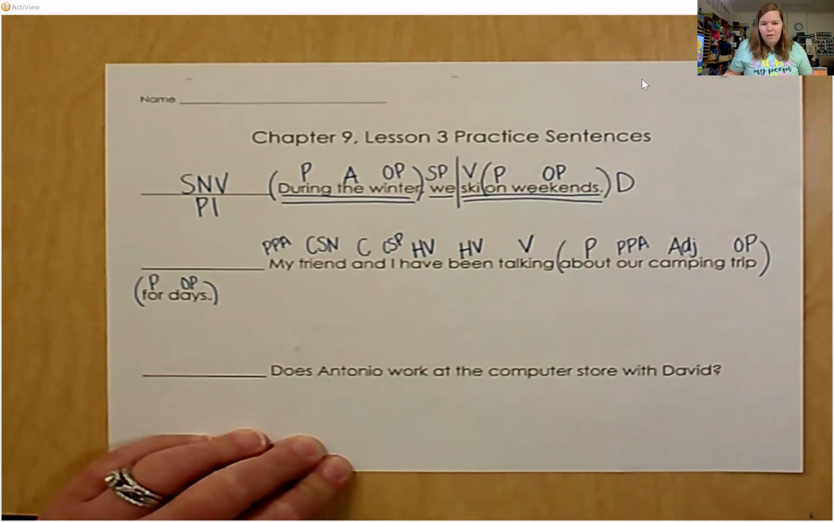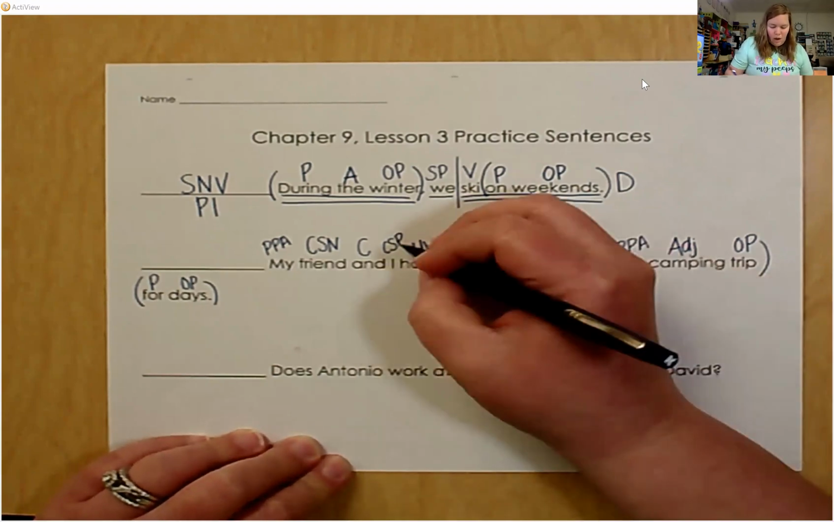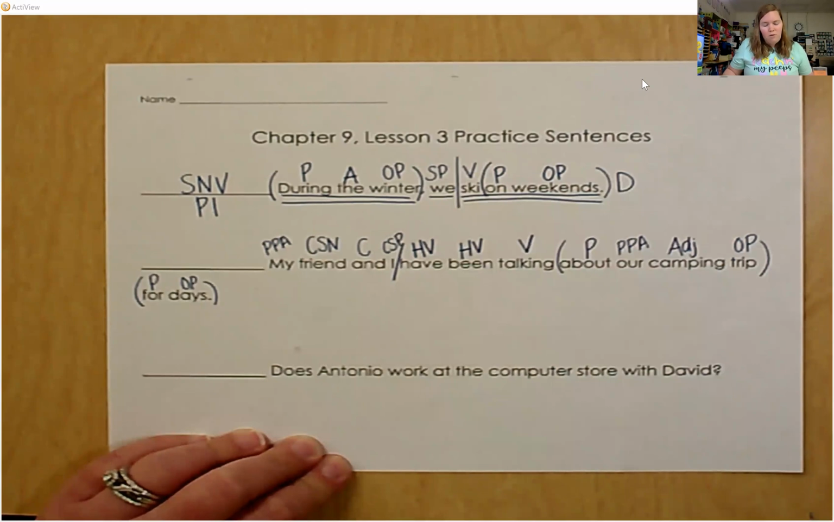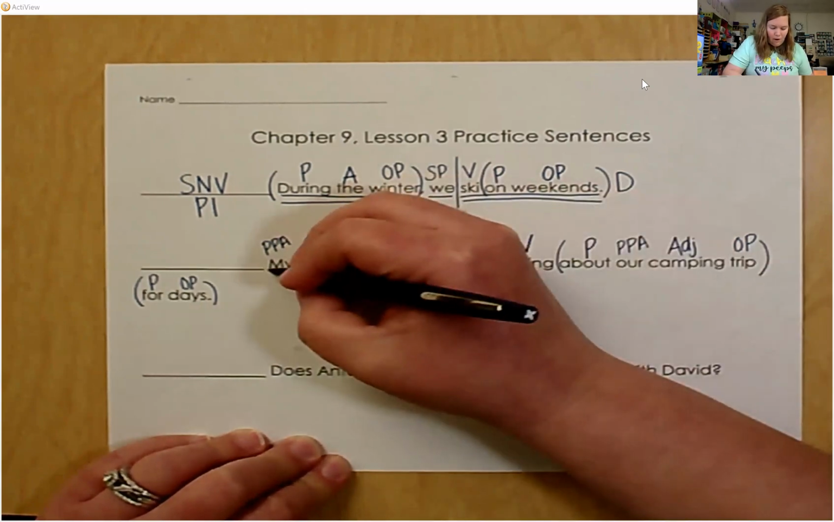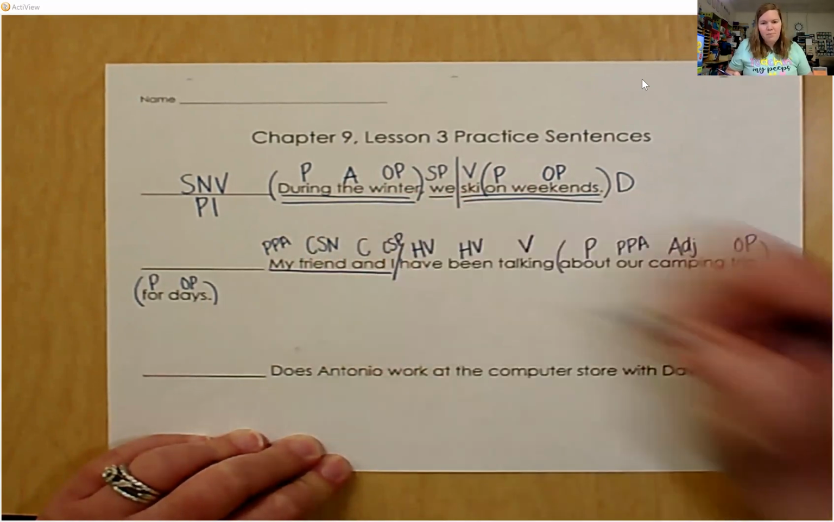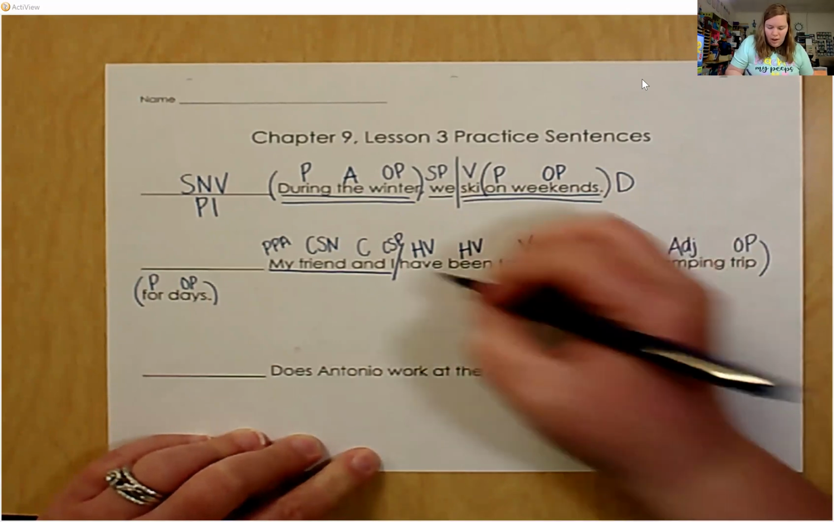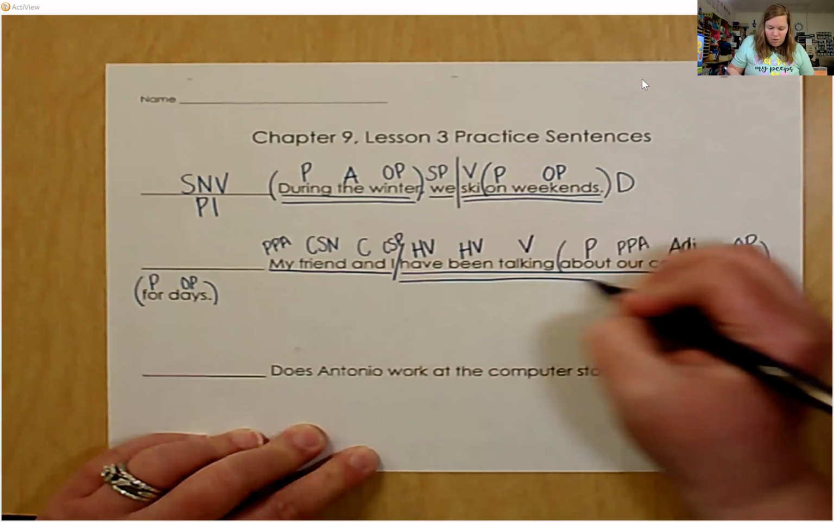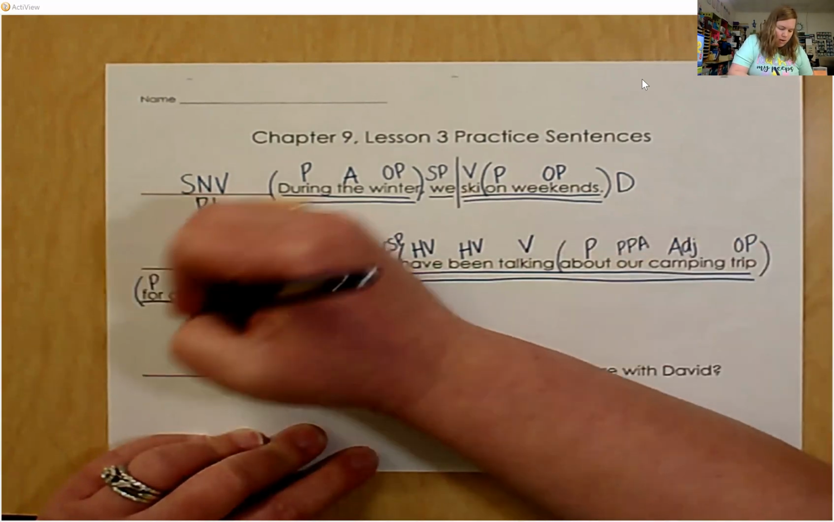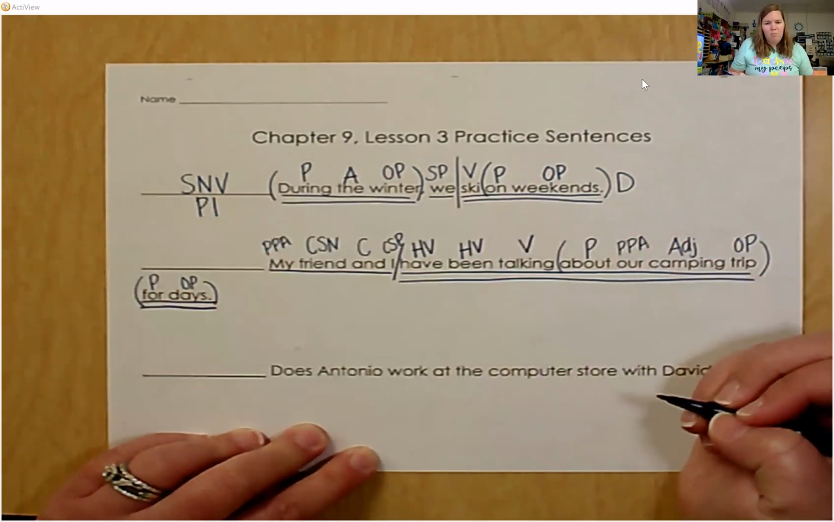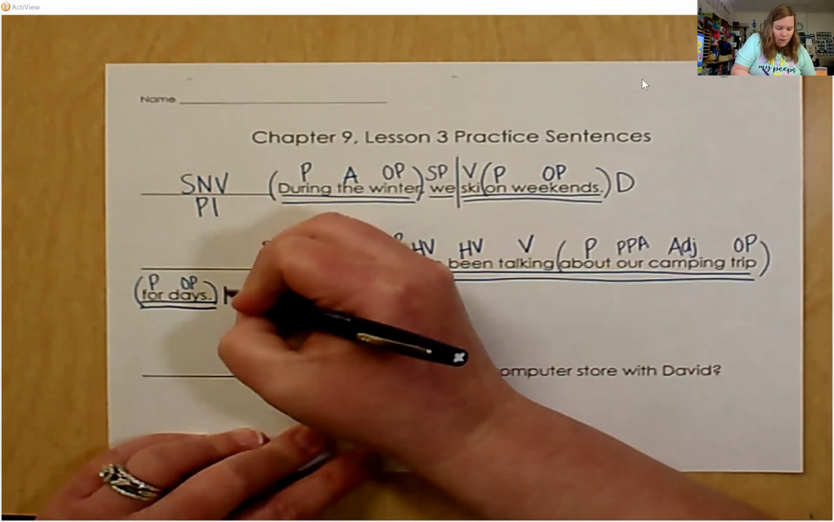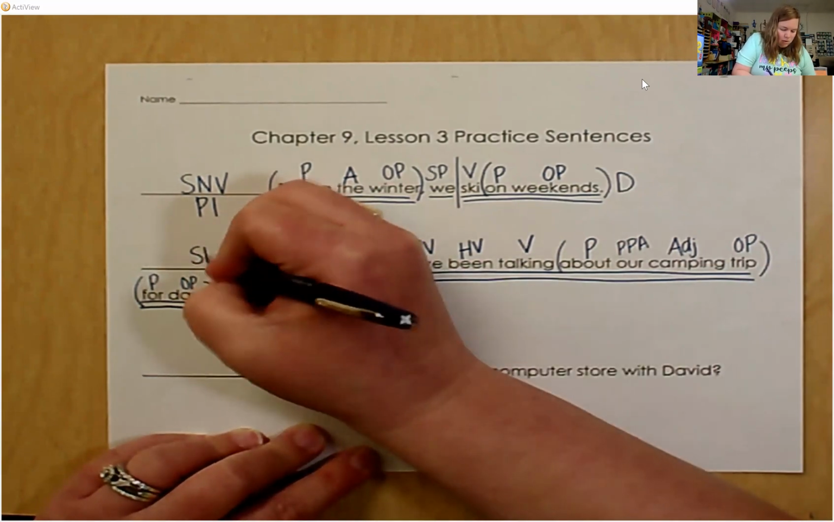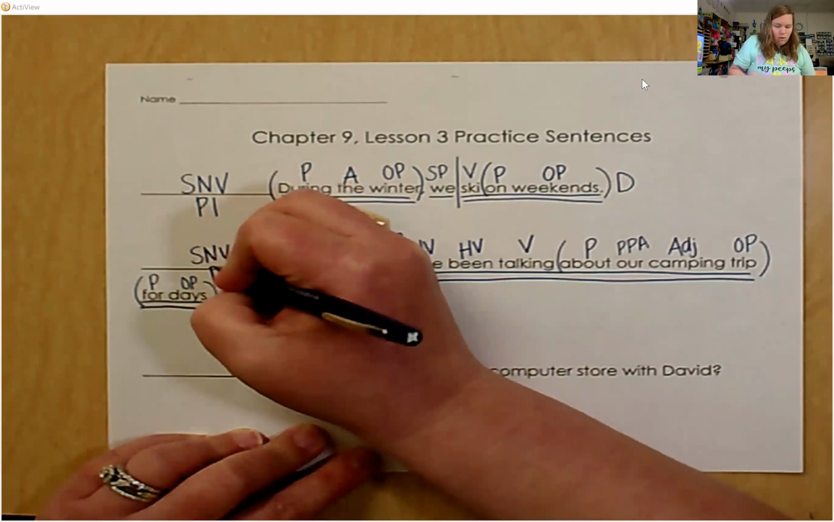Where did you divide your sentence? Right before the entire verb phrase, so before the helping verb have. So the subject is my friend and I. The predicate is have been talking about our camping trip for days. This is a period statement declarative sentence, follows subject, noun, verb, pattern 1.